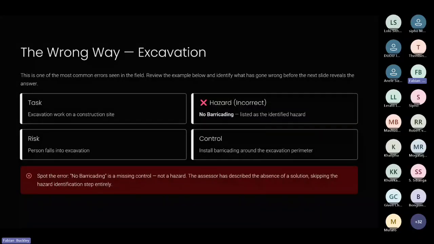Spot the error is the obvious one. No barricading is a missing control. It is not a hazard. The assessor has described the absence of a solution, skipping the hazard identification step entirely.